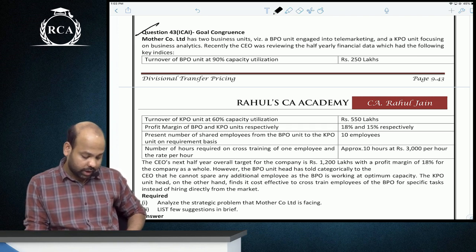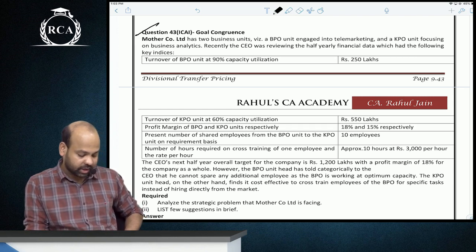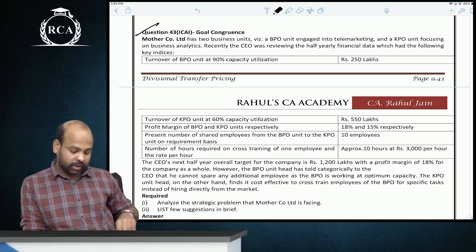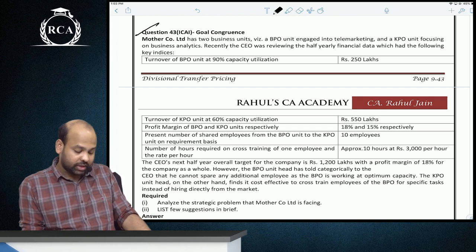The KPO unit head on the other hand finds it cost effective to cross train employees of the BPO for specific tasks instead of hiring directly from the market. Analyze the strategic problem that Mother Company Limited is facing. List few suggestions and brief.